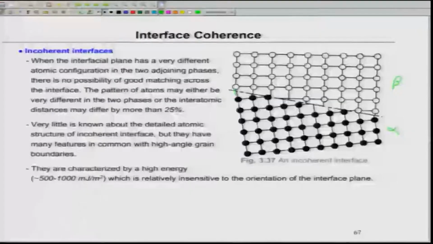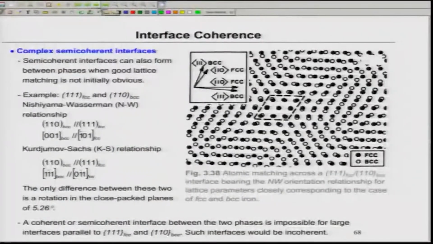Now, having given you some idea, let me talk about a very special case of semi-coherent interfaces. As you see, to have a semi-coherent interface, the atomic planes across the interface between the two phases must have a certain kind of arrangement. But a semi-coherent interface can also form between phases when good lattice matching is not initially obvious. These are systems that exist in metallurgical systems. Let me give an example.